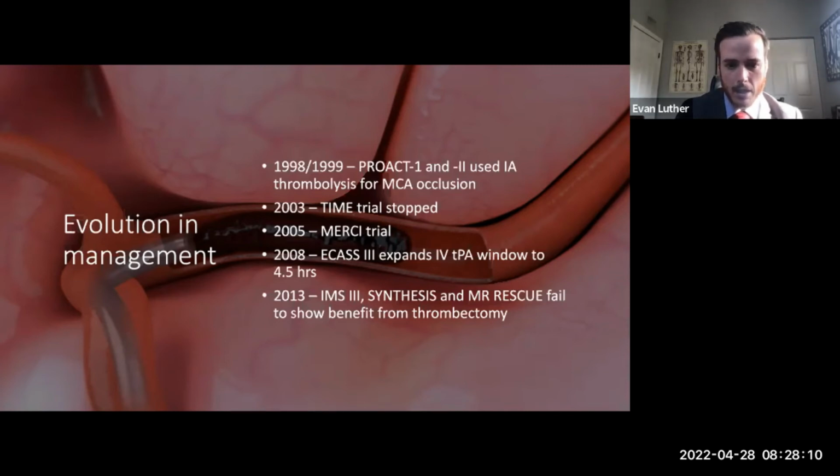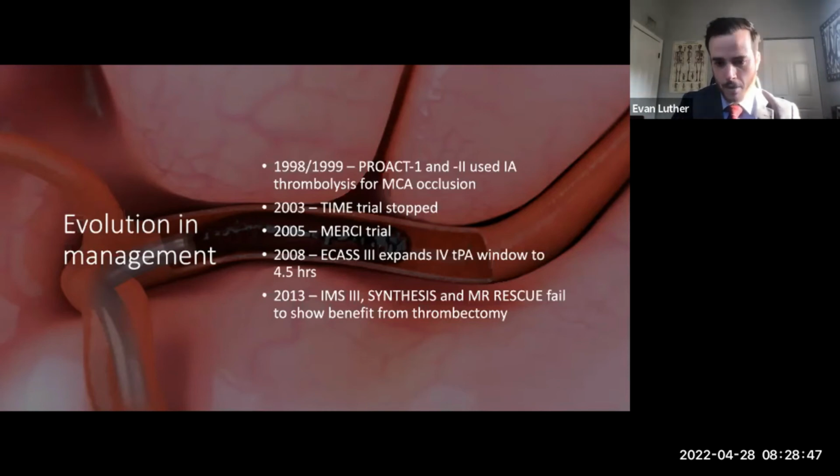So these patients, the ECASS 3 trial showed that IV TPA worked even better, even outside of the 3-hour window, up to 4.5 hours. So in 2008, they expanded IV TPA to about 4.5 hours. So, these trials for thrombectomy with devices were being performed when they were even showing that IV TPA worked even in a longer period. So, then even in 2013, we had these 3 trials that showed no benefit from thrombectomy compared to IV TPA alone.